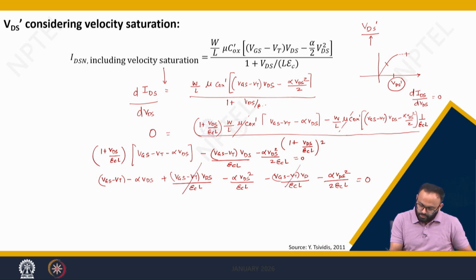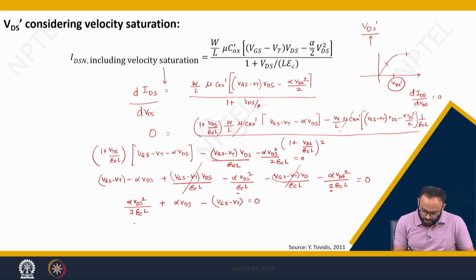So, this term will get cancelled out, and here it is half, here it is 1. So, ultimately you will get it as alpha VDS square divided by 2 times of EC into L with a negative sign. So, I am just multiplying with the negative sign also, plus alpha into VDS minus VGS minus VT is equal to 0. So, we will get a quadratic equation in terms of VDS square plus 2 into EC into L into VDS minus 2 into EC into L divided by alpha into VGS minus VT is equal to 0.